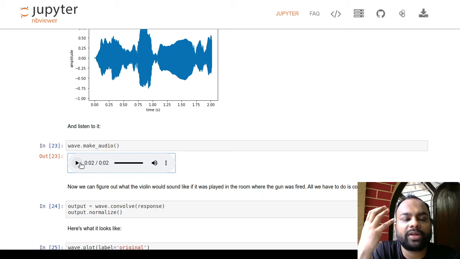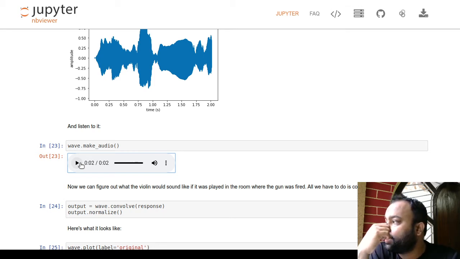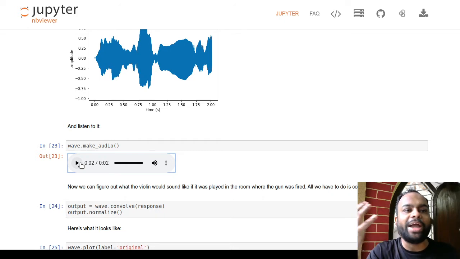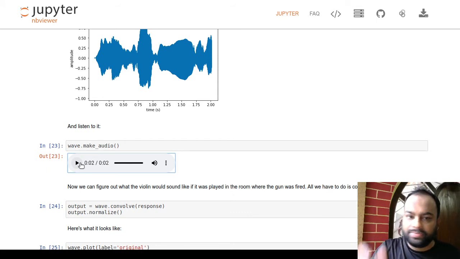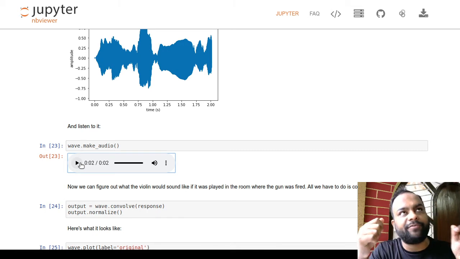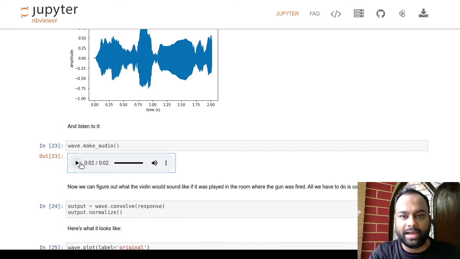Now, for example, imagine you have an empty hallway, a big hallway or big auditorium, something like that, and it's entirely empty. If you can play violin, and you play the violin in an empty hallway, would it sound like this?